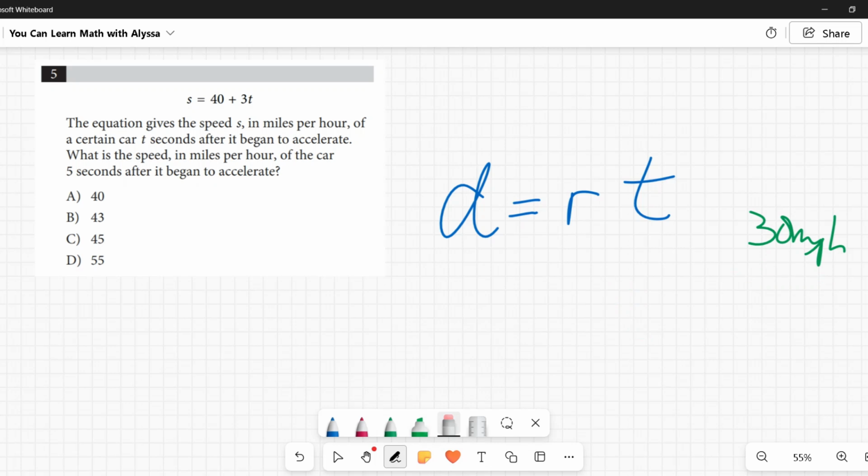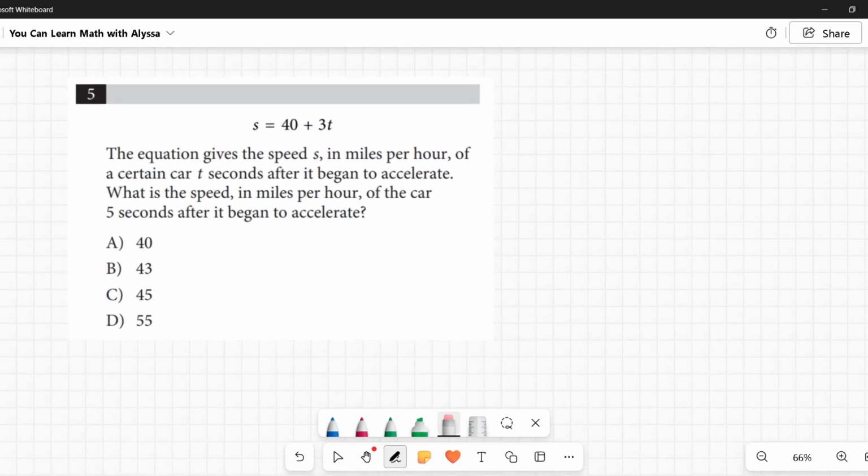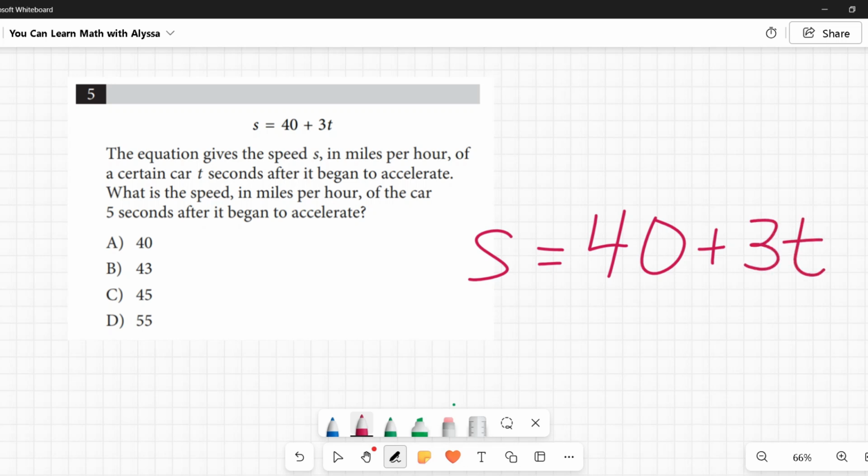All the trappings of a distance, rate, time problem are there. It's much more straightforward. This is just an equation. It doesn't matter that it's talking about miles per hour speed. This is just an equation with variables. The variables mean things. Plug stuff in and get our answer. That is it. We do not want to make this harder than it is because we don't want to spend more time than we have to.